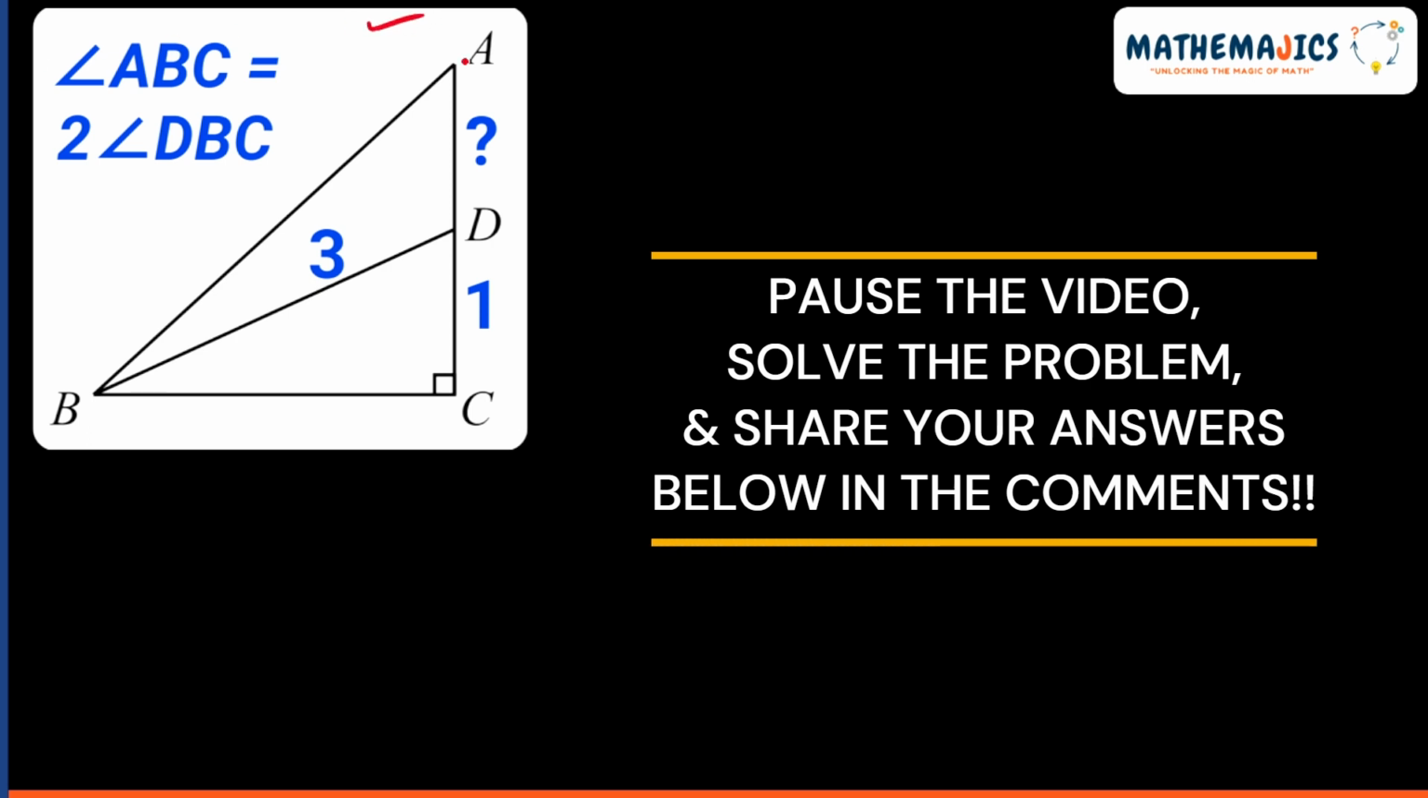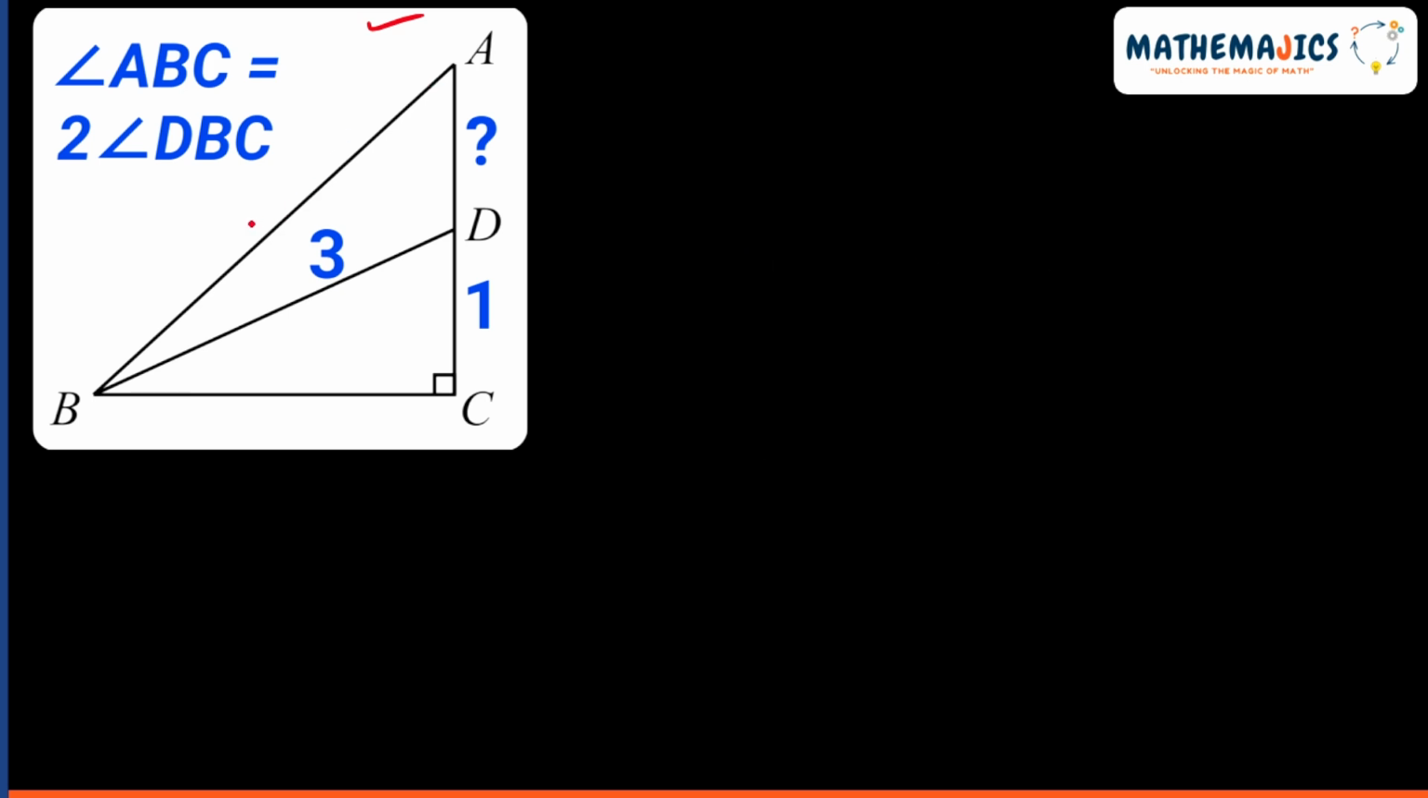So this question is from geometry. Let's see what is given to us and what we need to find out. Here we are given a right triangle ACB and the length of BD is 3. The length of CD is 1 and we need to find the length of AD? Apart from this, we are also given that angle ABC is double of angle DBC, double of this angle, correct?